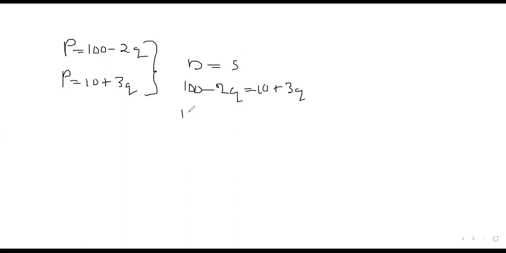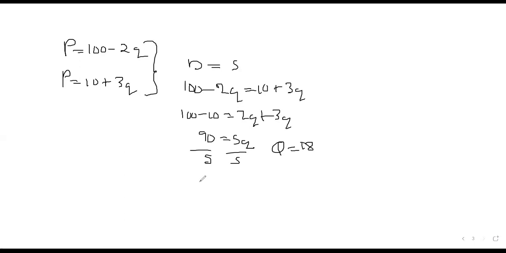So collectively, 100 minus 10, and here we have 2Q plus 3Q. So here we have a 90, and here we have a 5Q. So we divide both sides by 5, and equilibrium quantity is going to be set at what? 18. So equilibrium quantity is 18. So to find equilibrium price, we can use the supply curve predominantly. Can use any, but it will still give the same answer. So 100 minus 2 times 18. So what you get when you evaluate that gives you 64.